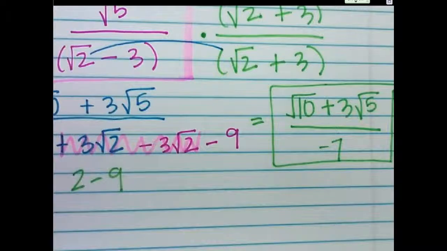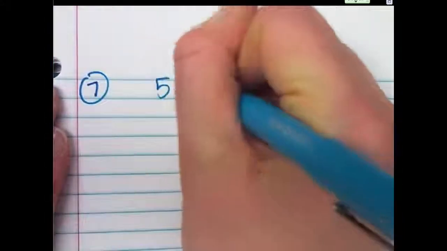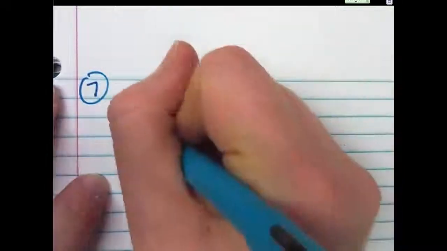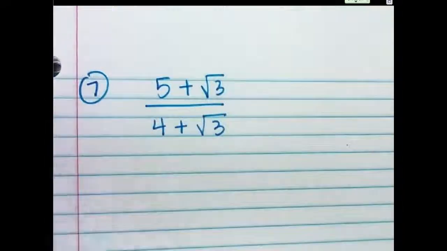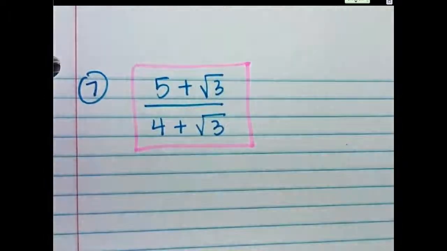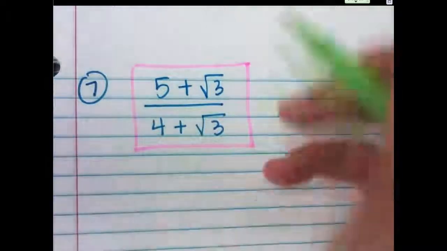Okay, let's do one more. One more that's a little bit different than that. So last one, number 7. Plus square root 3 over 4 plus square root 3. Okay, I don't care about the top. I care about the bottom. So what am I going to multiply by? 4 minus square root 3.